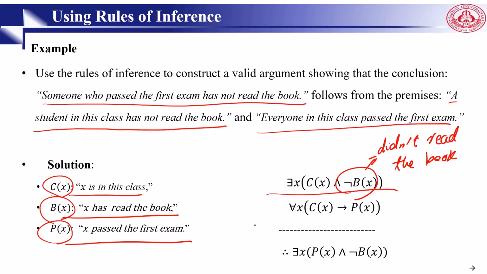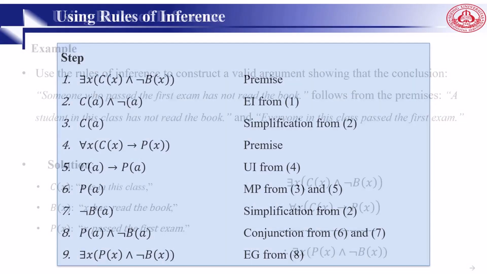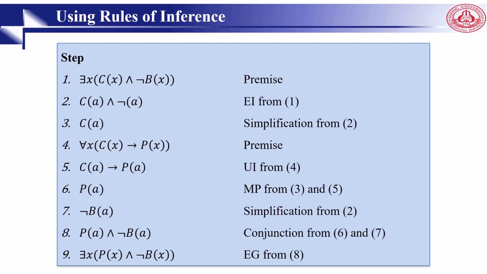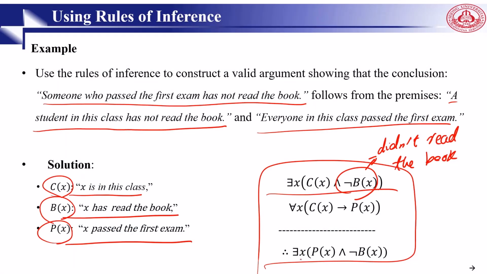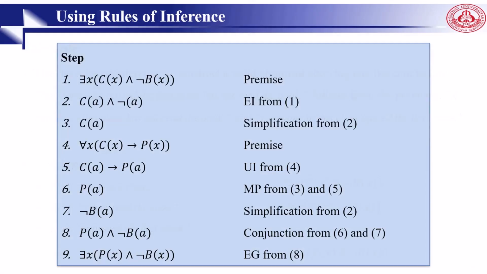First, what we did, we translated the statements and conclusion into symbolic forms. Then in the next slide, based on this one, we will build the argument. Here is how to make a valid argument for this one, and this one is the conclusion that we have. Okay, so we start from the first one. There exists x with C(x) and not B(x), you remember, in class but not reading the book. So using EI, existential instantiation, we can come to the conclusion that there is someone in class, and this is just an example, right?